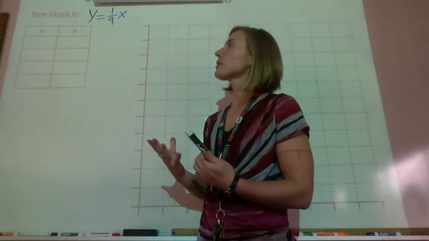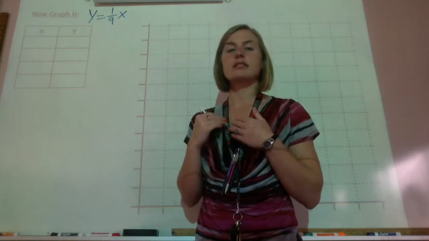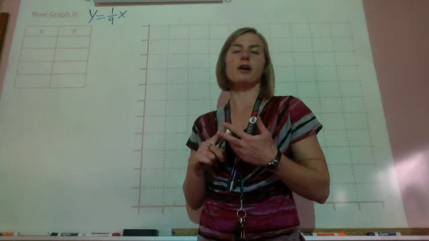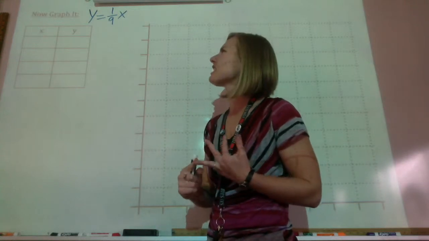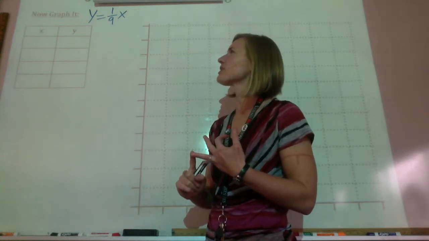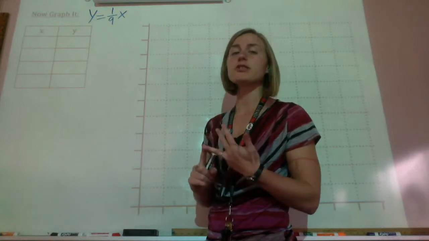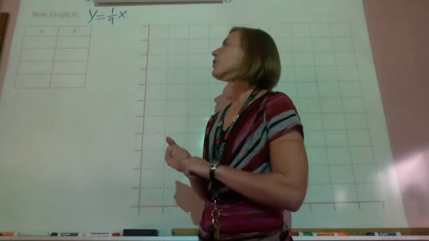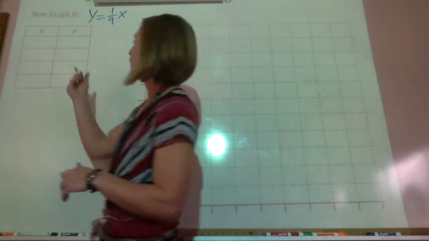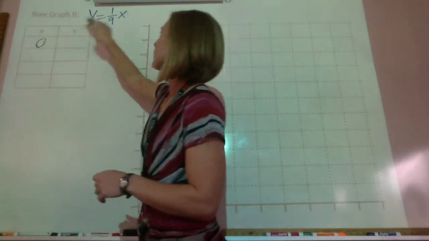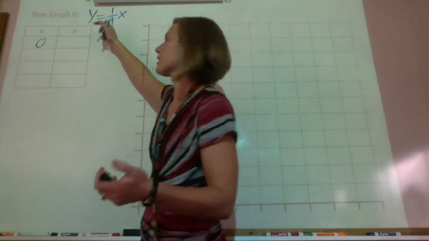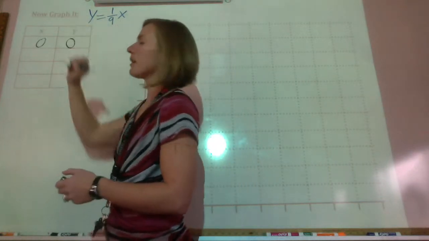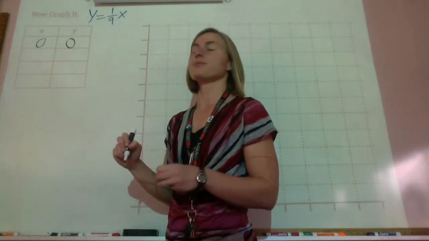So we get to choose what numbers we want for x. A lot of times I like to start with simple numbers, 0, 1, 2, but you can already see, if I put in some of those numbers, they're going to come out as fractions. So you want to choose numbers that are going to come out as nice numbers to work with. So 0 will work out nicely. If I put in 0 for x, well, 0 times 1/9 is still 0. So our first point is going to be at 0, 0.